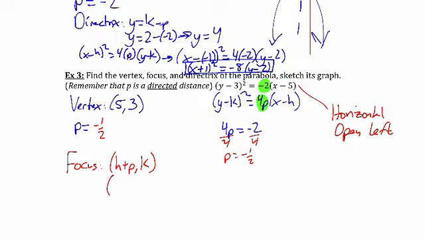So we're going to plug in our h value, which was 5, plus, we got negative 1/2. And then our k value was just 3. So our focus is at the point 4.5, comma 3.